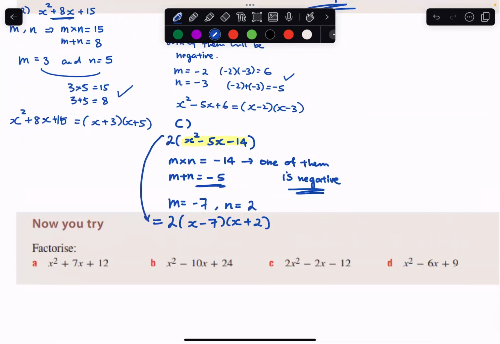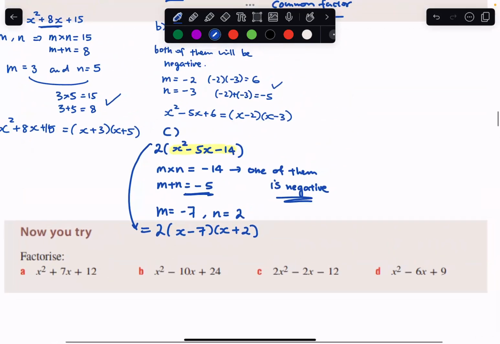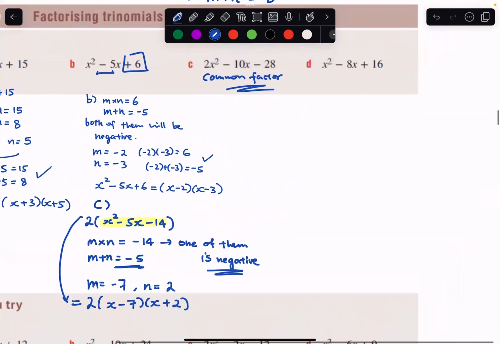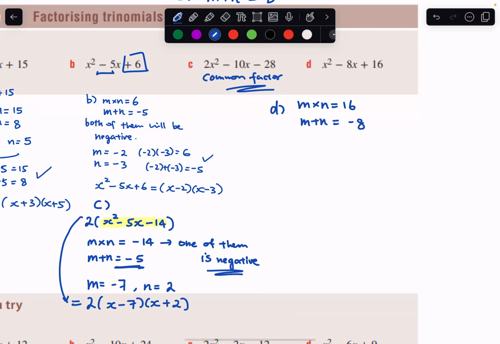Okay, so when you don't have a monic quadratic trinomial, try to take out the common factor. All right, question D. X squared minus 8x plus 16, same thing. m times n equals 16, m plus n equals -8. All right, so now this one, we can think about the factors of 16.